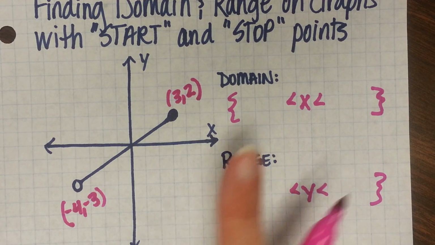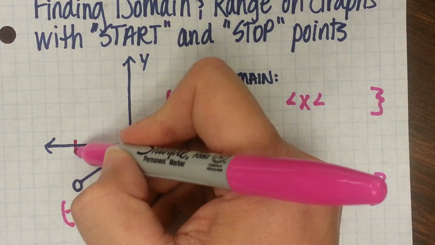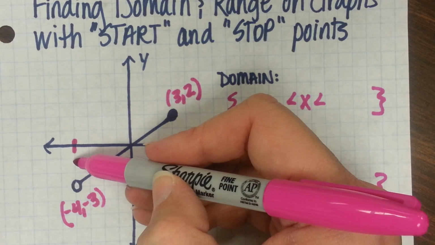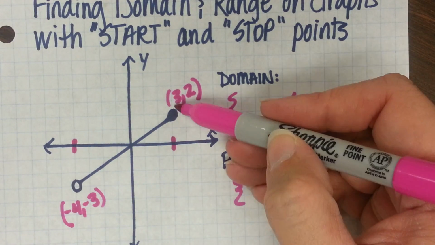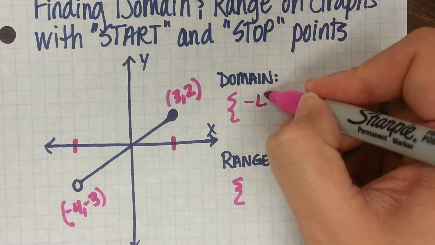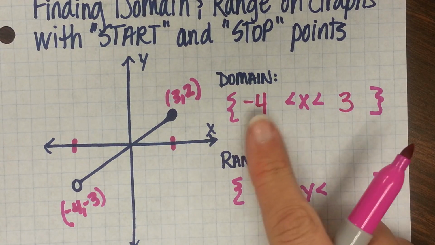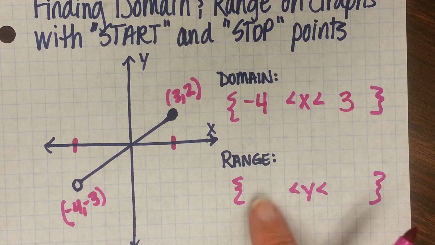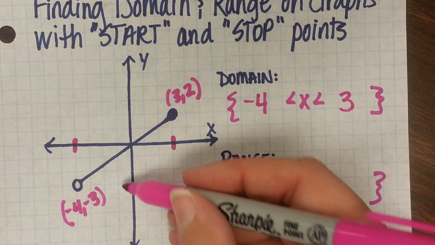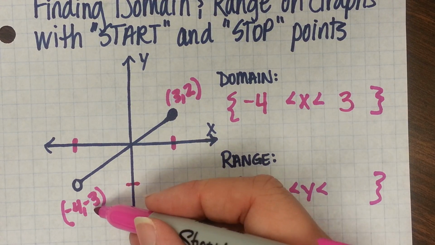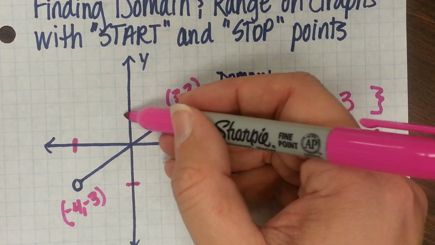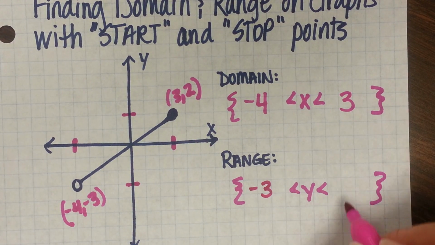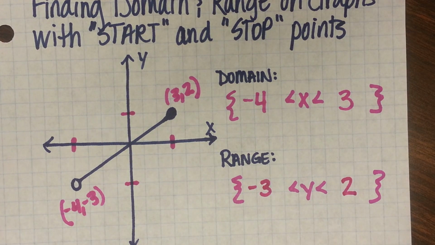Alright, so if I'm looking at my two x values, and notice this one starts here, and we go to here. So our x values go from negative 4 all the way to positive 3. Notice I put the smallest one here since we use those less than symbols. For our range, the lowest point on my graph is here at the negative 3, and the highest point is up here at the 2. So I'm going to put negative 3 up to 2.